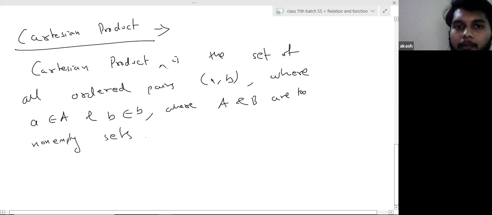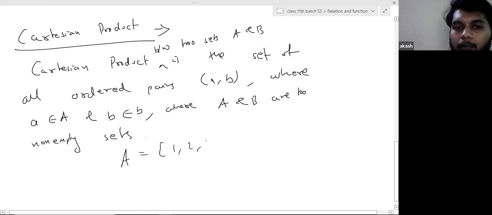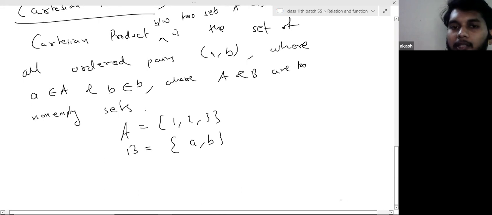Alright, Cartesian product between two sets A and B. So don't write it yet, just understand this. They are saying if you have a set A = {1, 2, 3}, and you have a set B = {a, b}. If they ask you what is the Cartesian product of A and B, what will be the answer? All the ordered pairs that are possible.